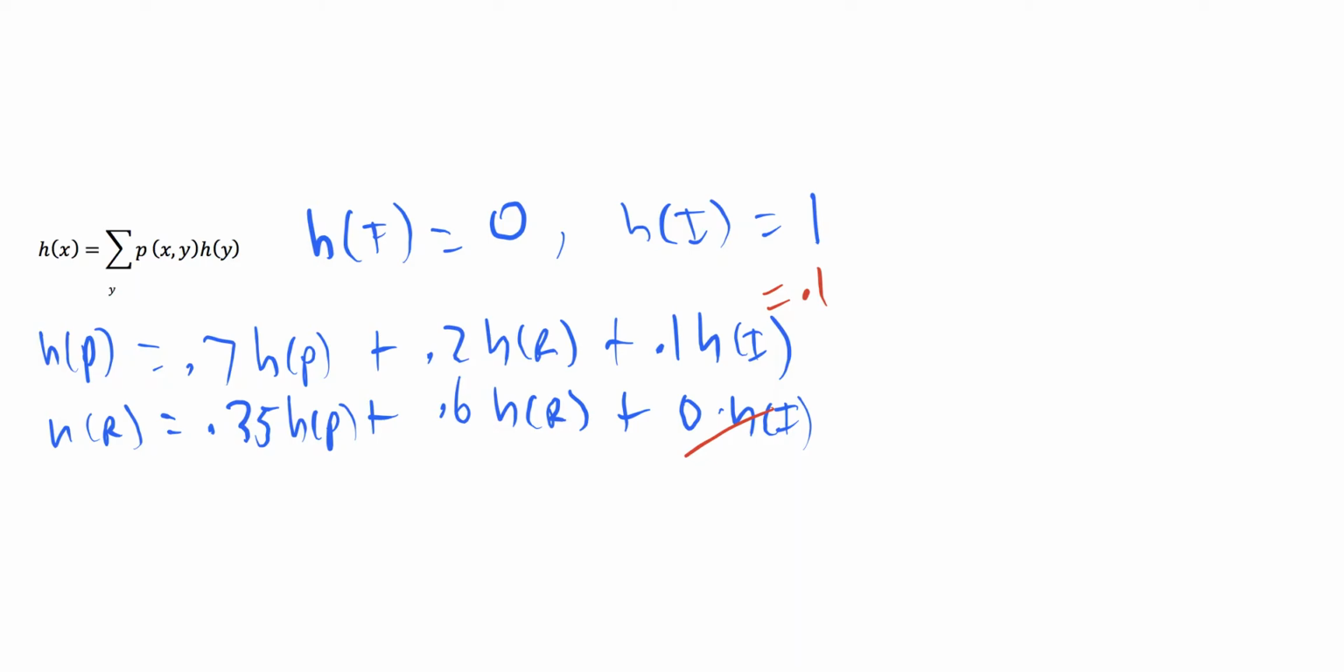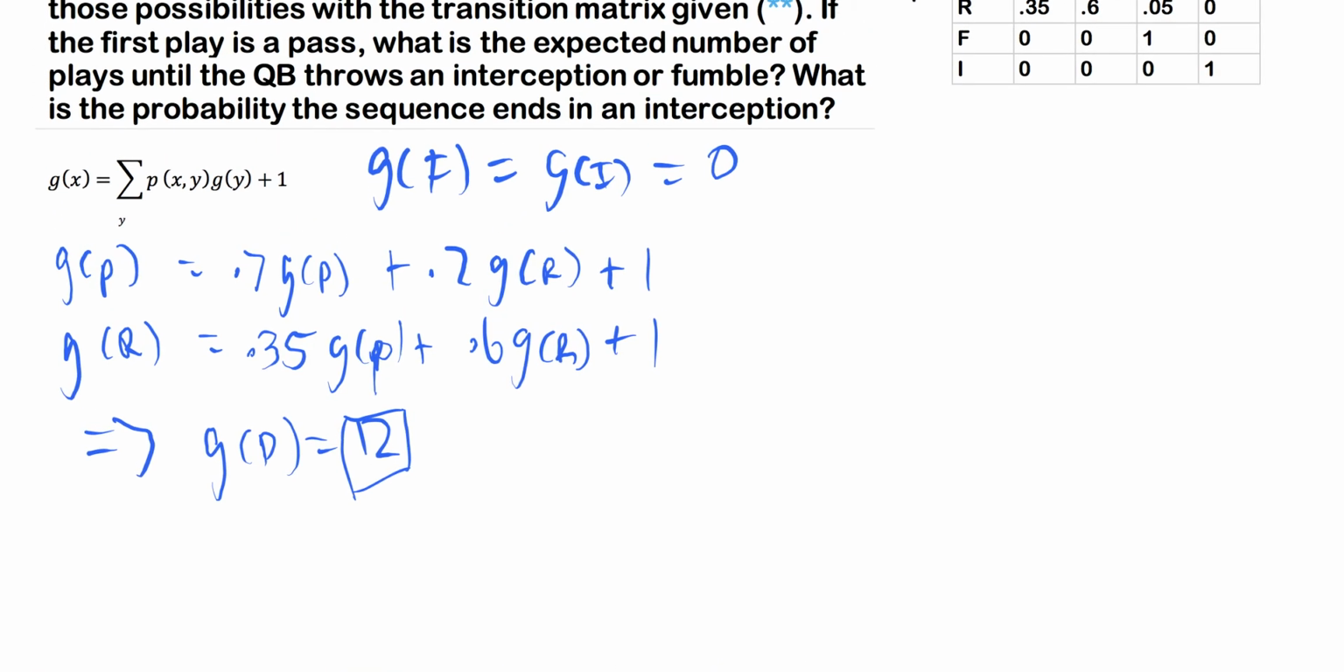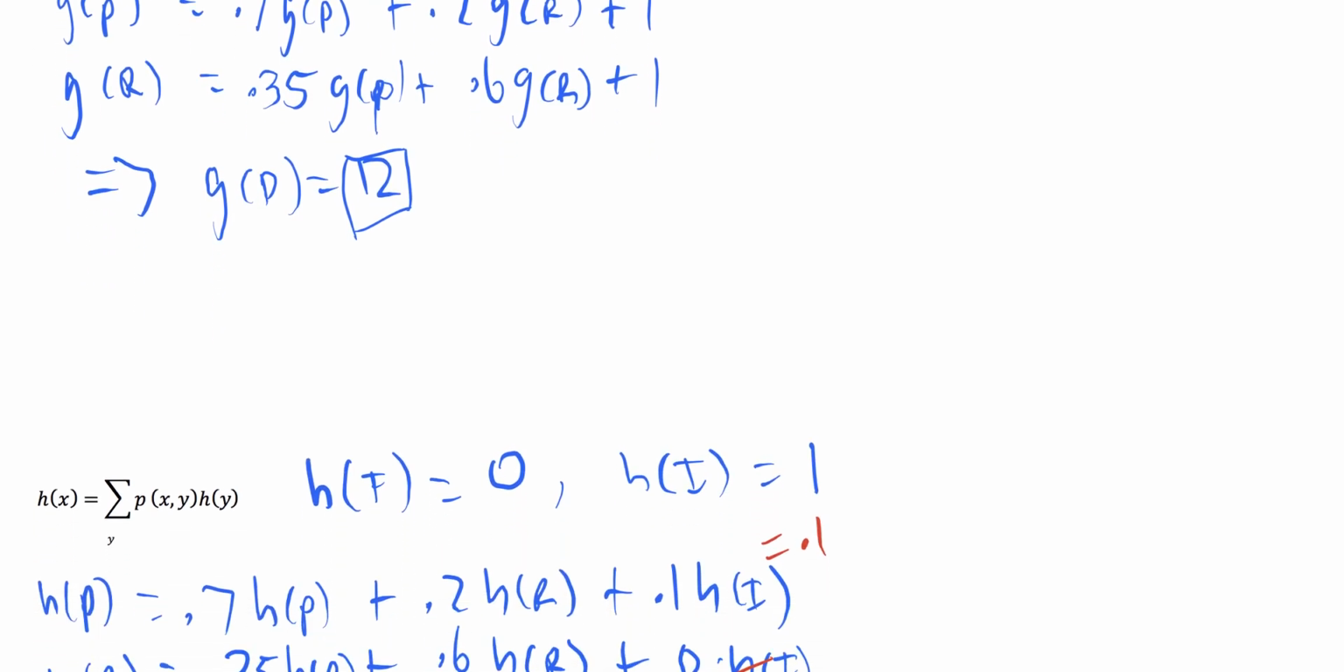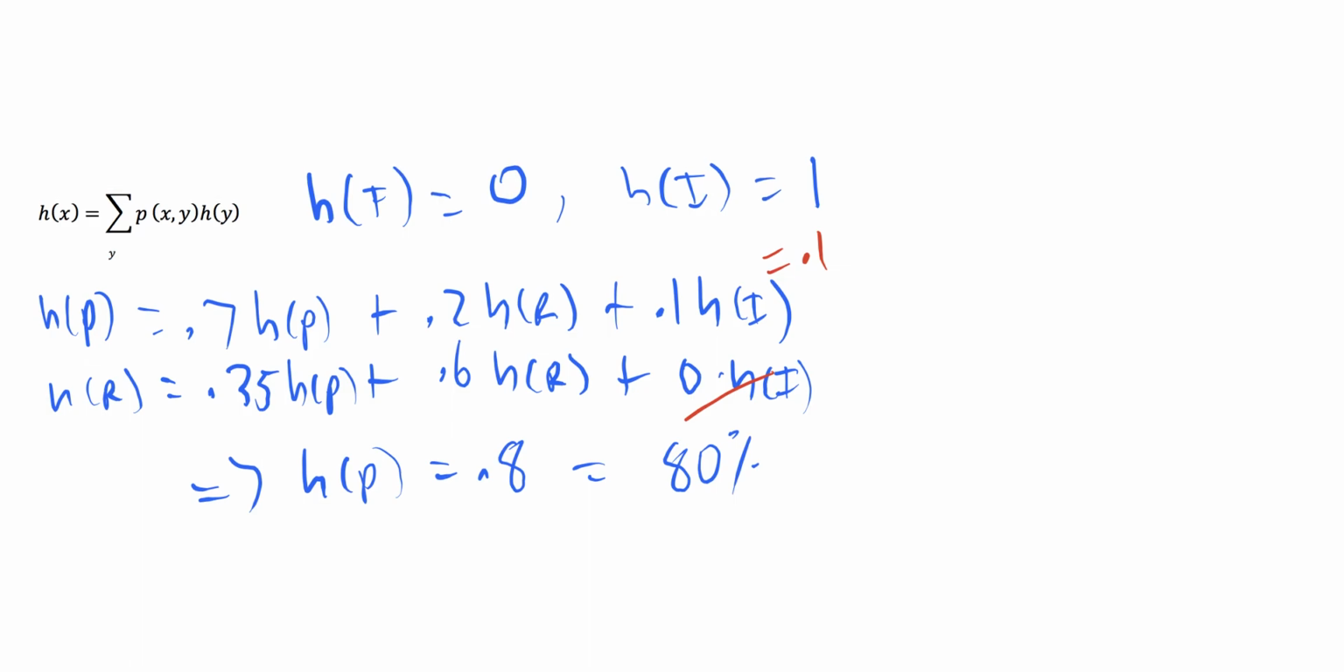Maybe I'll do these simultaneously for those of you that aren't that familiar with linear algebra. But being in this course, hopefully you are familiar with it, so I'm not going to do it up here. You can solve the system of linear equations pretty easily. There are calculators that will solve it, or websites that will solve it, or you can program it on your computer. However you want to do that, what we want is h of P because we started with the pass, and h of P ends up equaling 0.8, which equals 80%. So to answer the question, what is the probability the sequence ends in an interception? It's pretty high here. Starting with a pass, it's going to be 80% of the time.